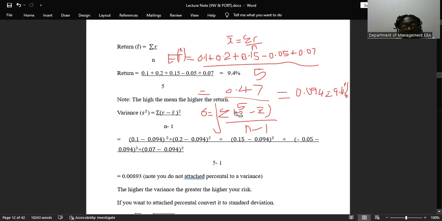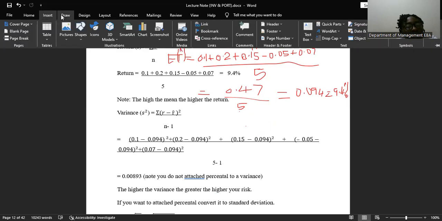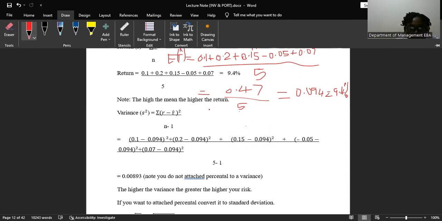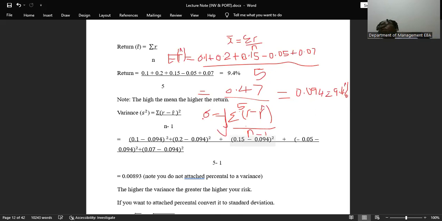Okay, so let me just erase this. All right, but we calculate variance. Variance is the square of standard deviation. So if we were to calculate standard deviation for the return, it would have been the root of sigma of r minus the expected return, all over n minus 1. Please, this root affects all. Now to get variance from standard deviation, when we square both sides, this square will cancel this root.